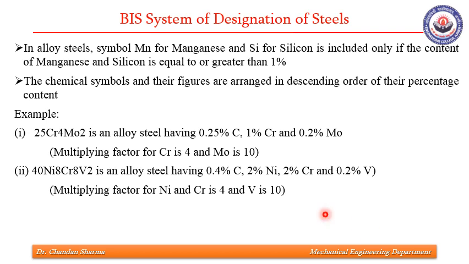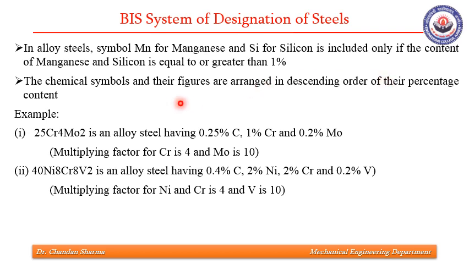One more thing, since in a low alloy steel there can be a number of alloying elements, and manganese and silicon being most common, to avoid confusion, manganese and silicon are included only if their percentage is more than 1%. If it is less than 1%, we usually omit these in the designation, though they may be present. Further, the chemical symbols and their figures are arranged in descending order, meaning the component whose percentage is higher will be placed first and then the component whose percentage is lower.